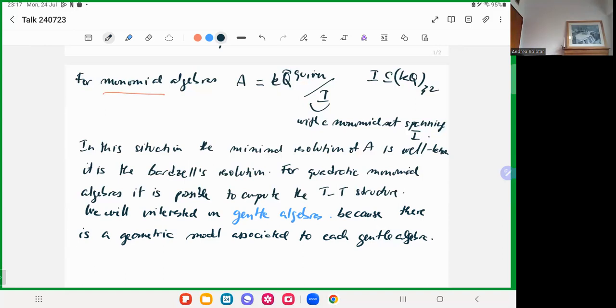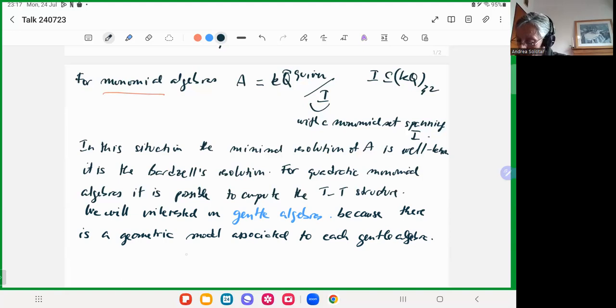I don't know if there is any question. In case you have questions, please feel free to interrupt me. Okay. Well, we are not only going to see the elements generating the homology and the cohomology, but we are also going to see the operations in terms of curves. Okay. So let me talk a little bit about gentle algebras.